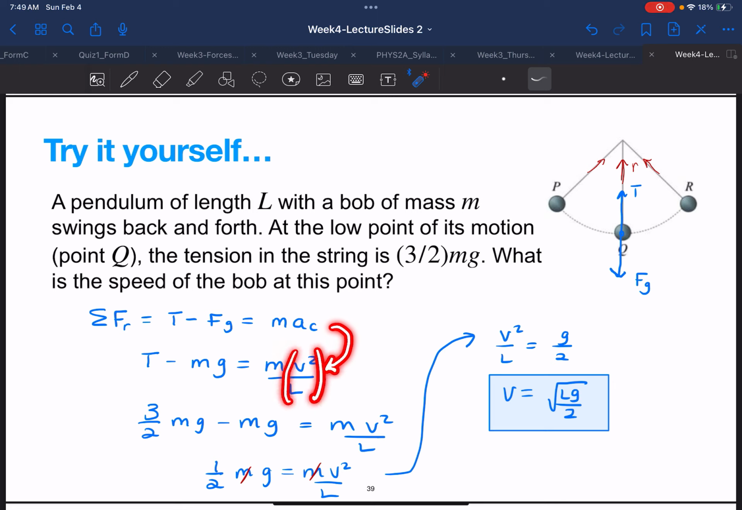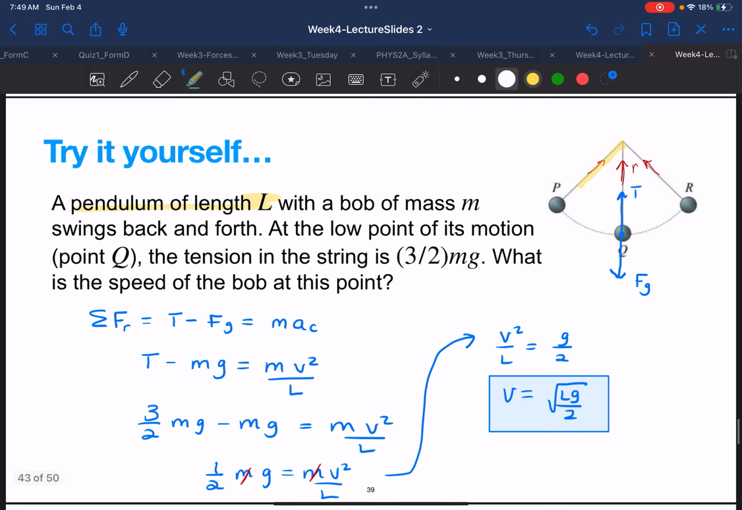But for r in v squared over r, we're plugging in L because in the problem they tell us that the pendulum has some length L. So that length would just be this length along here, which corresponds to the radius of the circular path that the pendulum is swinging through.